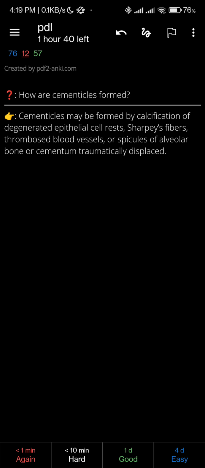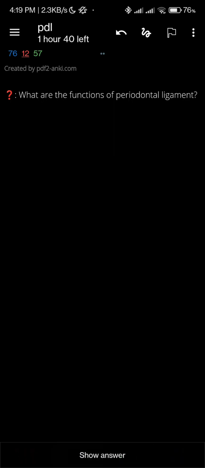So we have the degenerated epithelial cell rests and Sharpey's fibers. Then we have the thrombosis of blood vessels. Then we have the spicules of alveolar bone and cementum traumatically displaced. Three things.